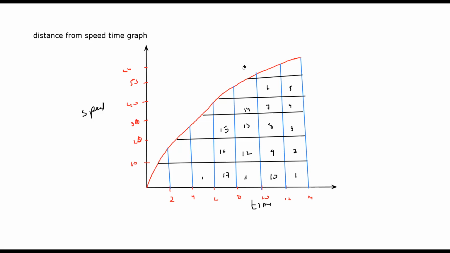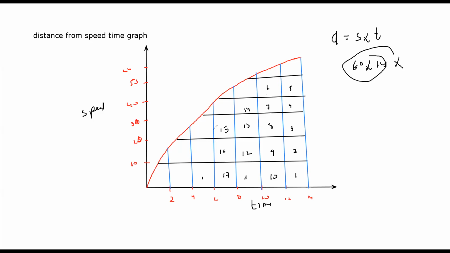You cannot use the formula. For example, some students normally make a mistake: they say distance is speed multiplied by time. So the speed was 60 and the time is 14, and they multiply these two. That's the wrong method. Why is it wrong?